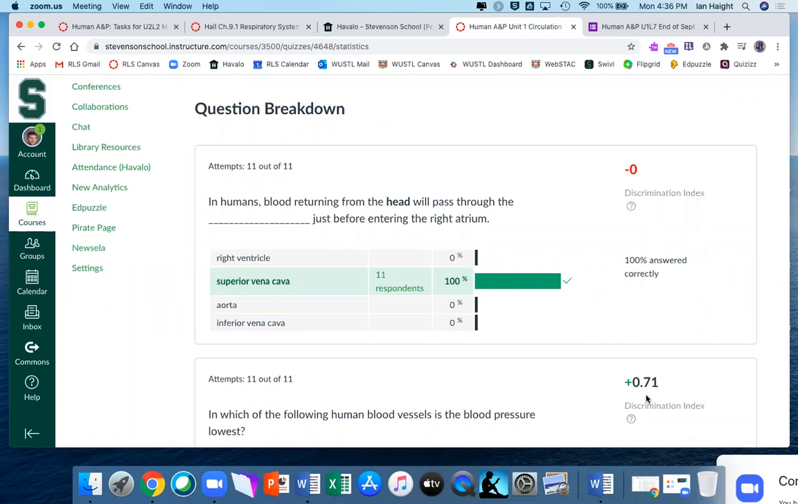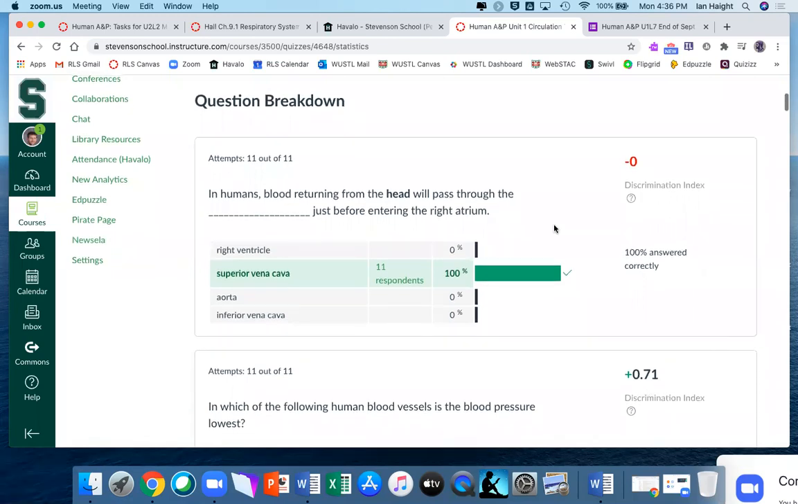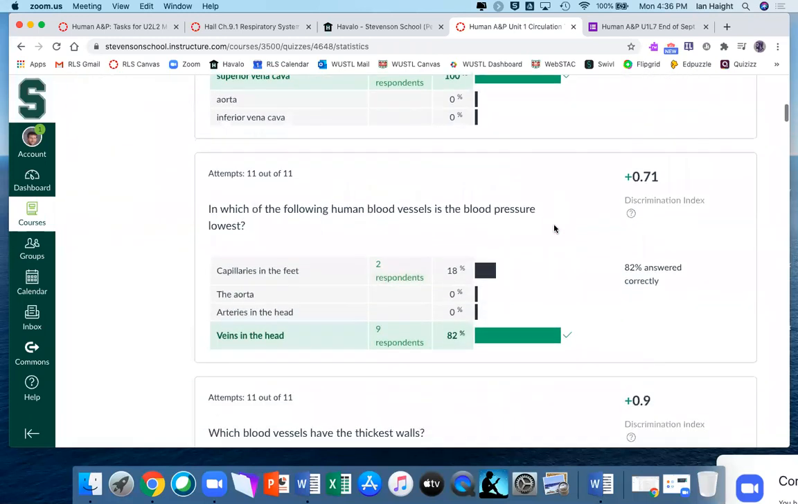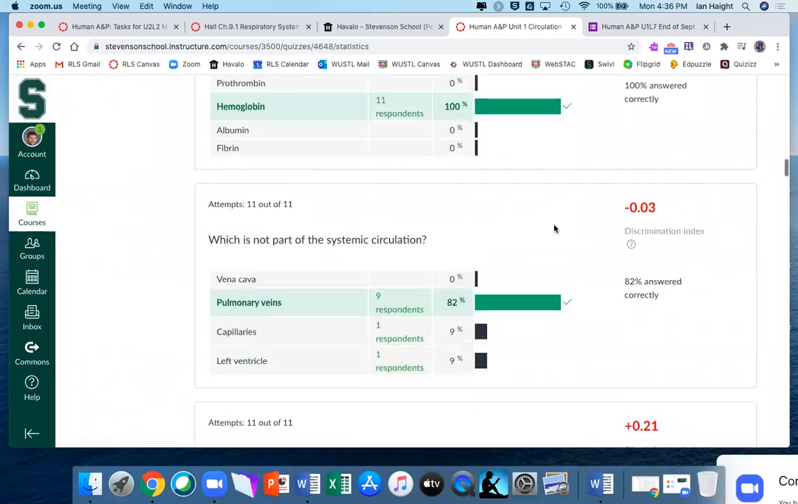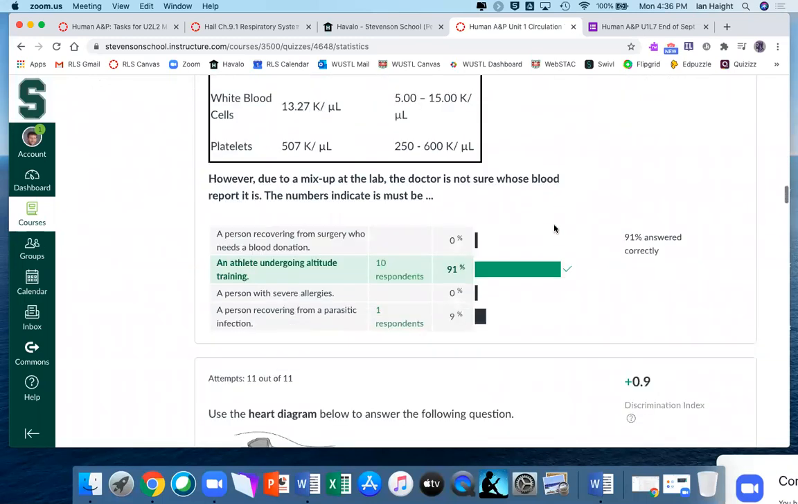I'm sorry I did not have that done on Thursday. Just to walk you through statistics, I really like Canvas because it really breaks things down in terms of how everybody did on the different questions. The multiple choice overall were fantastic. Most people were getting the right answer most of the time. These were all the first ones here.